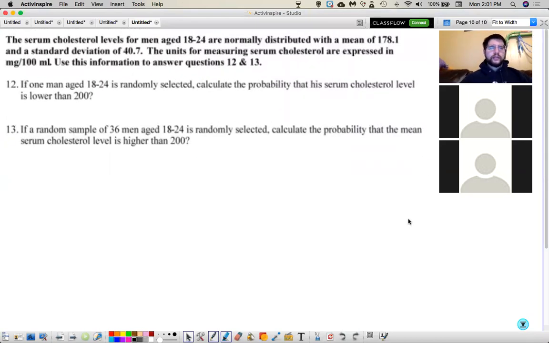All right, the serum cholesterol levels for men aged 18 to 24 are normally distributed with a mean of that and a standard deviation of that. The units for measuring who cares. Use this information to answer questions 12 and 13.